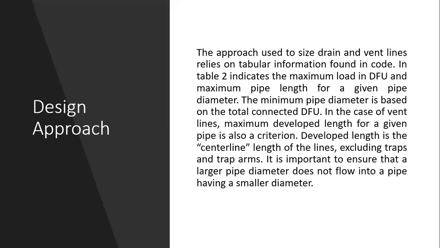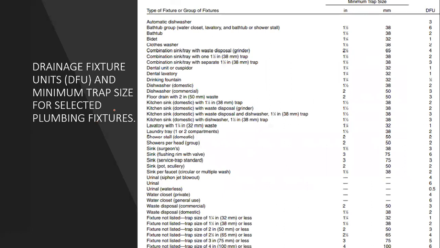It is important to ensure that a larger pipe diameter does not flow into a pipe having a smaller diameter. So, bali dili not flow the pipe of smaller diameter. Mo na ang table 1 ako. Mo na siya ang drainage fixture unit or DFU na to and minimum trap size for selected plumbing fixtures. Hindi naman siguro na ako na isa-isahon guys pero mo na ang fixtures ni sa automatic dishwasher.